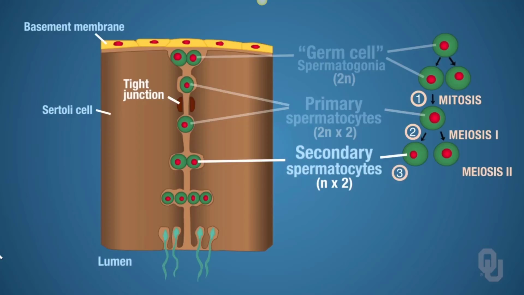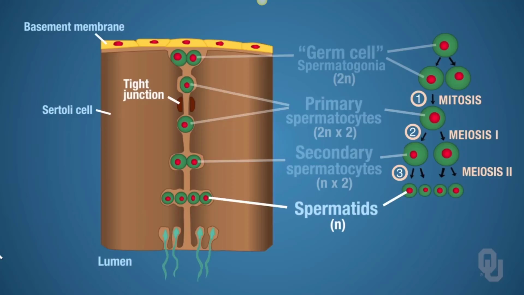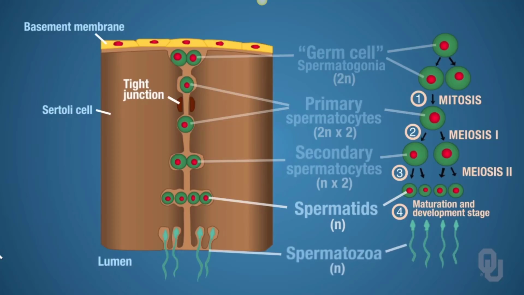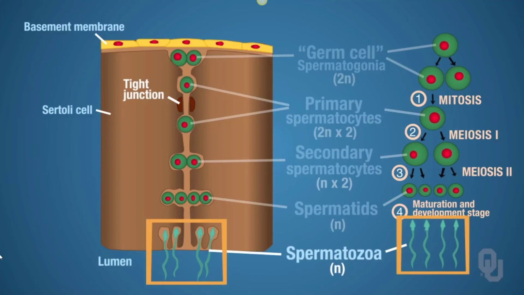Secondary spermatocytes then undergo meiosis 2 to become spermatids. And then spermatids undergo a maturation and development stage. So they have to mature and develop to become spermatozoa, aka sperm. So this is your gamete, the male gamete.